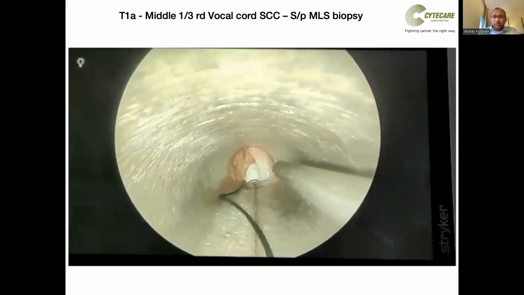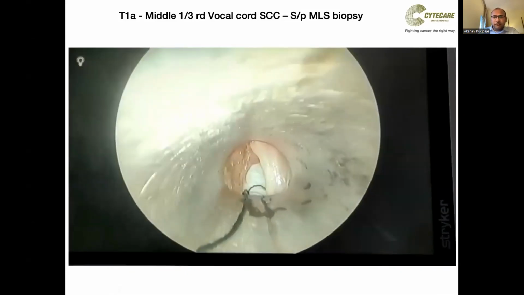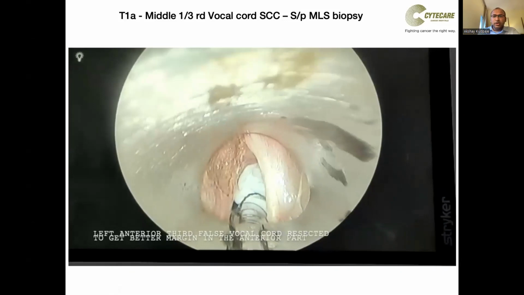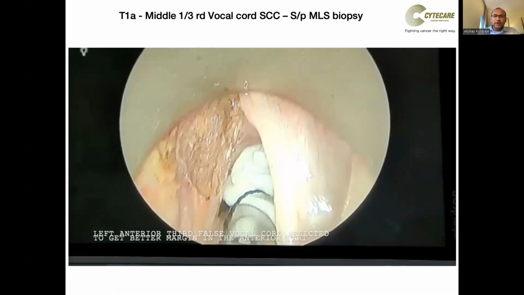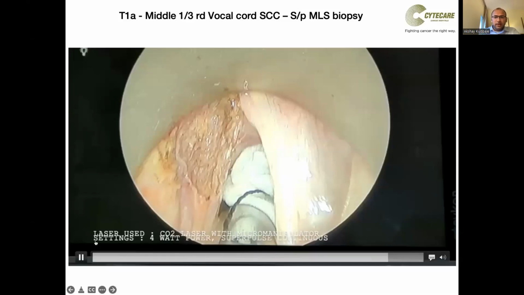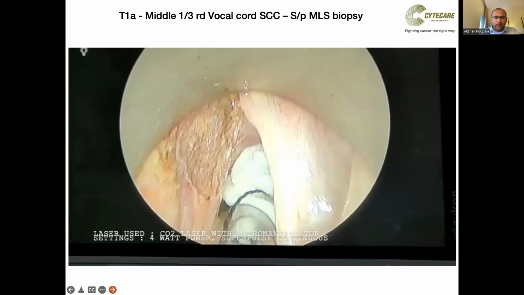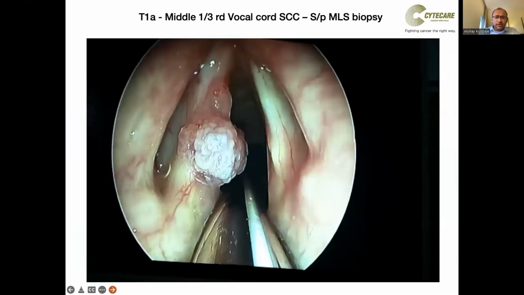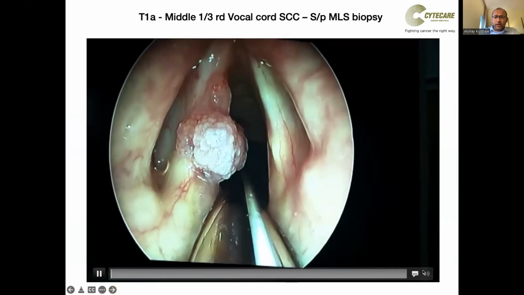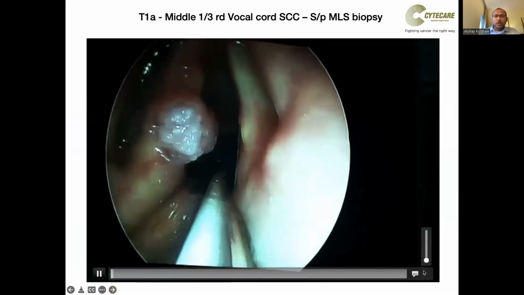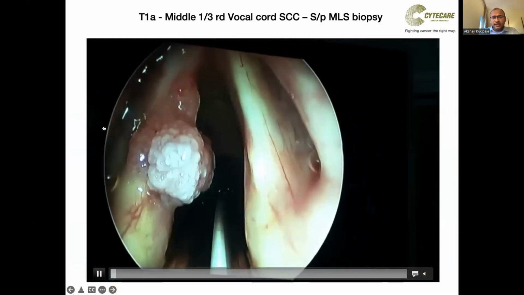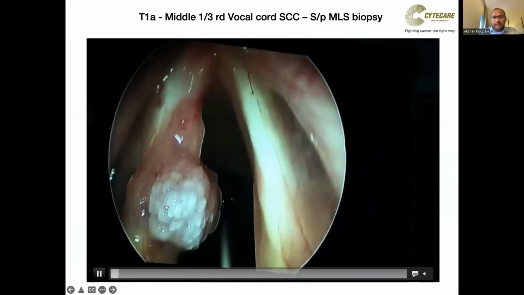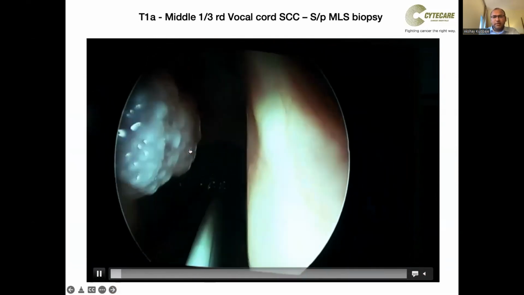So a T1A lesion, which is limited to the free edge of the vocal cord, it is better to consider for an upfront laser cordectomy or an excision biopsy, and that is how it probably has to be treated. Lesions which are involving the mid third of the vocal cord without significant extension to the ventricle, that is, this is a T1A lesion, a slightly bulky lesion.